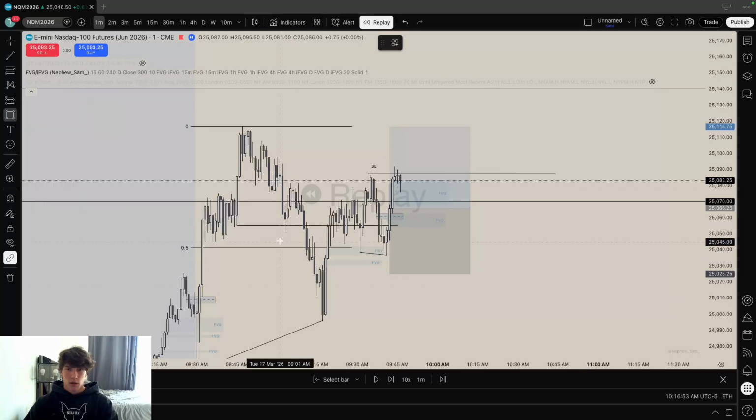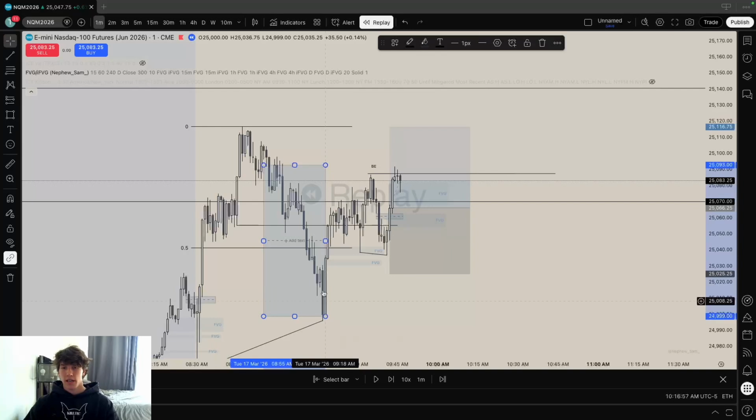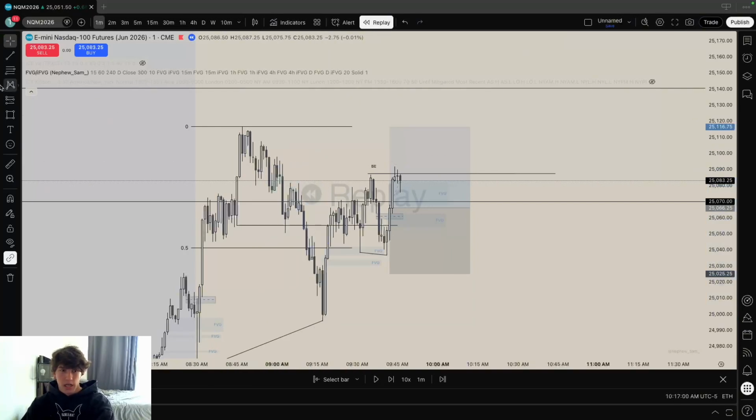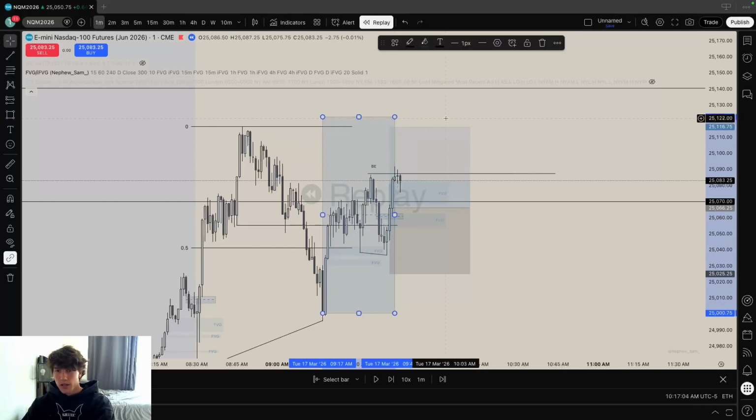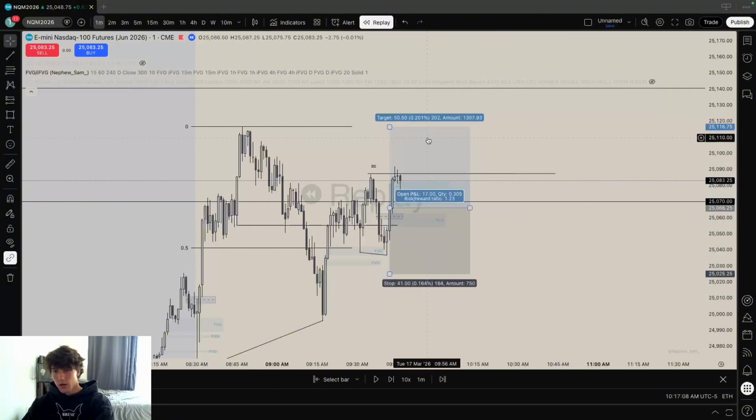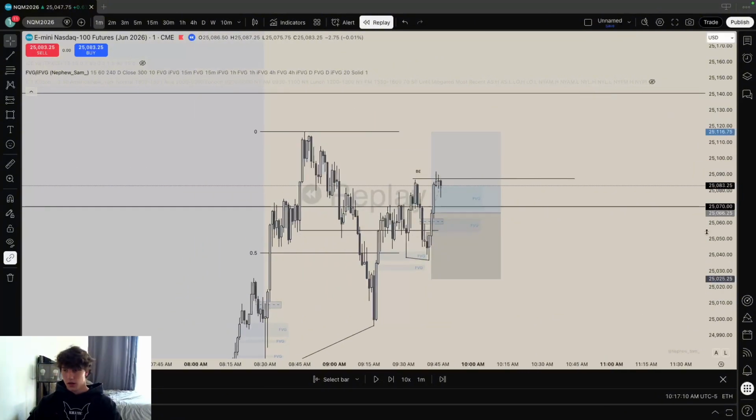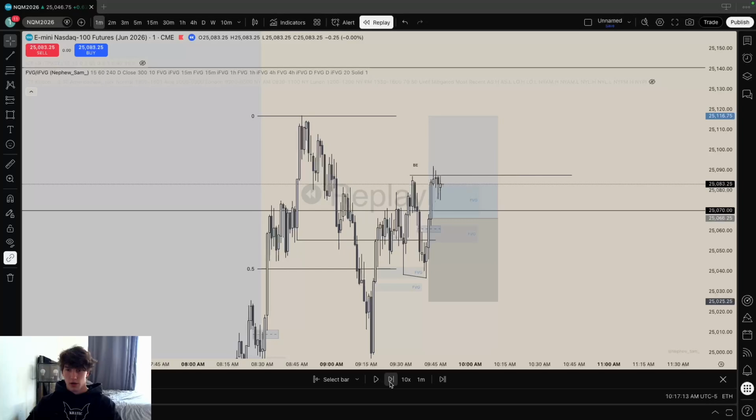What are we doing? So this whole entire leg, what I wanted to see was this was gonna be our manipulation leg, and then we were gonna get some sort of distribution. Again, I'm not trading the AMD model, but this is what I wanted to see. Accumulation right here, manipulation, distribution. So what did we not get? Our distribution, unfortunately.